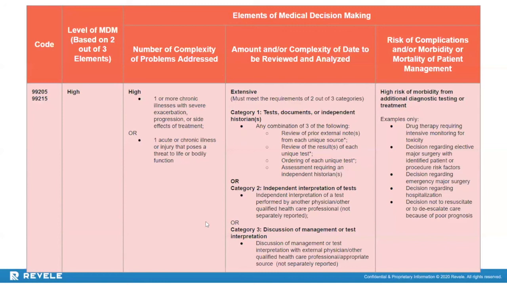therapy requiring extensive monitoring for toxicity, decision regarding elective major surgery with identified patient or procedural risk factors. Decision regarding emergency major surgery. Decision regarding hospitalization. Decision not to resuscitate or to de-escalate the care because of poor diagnosis.